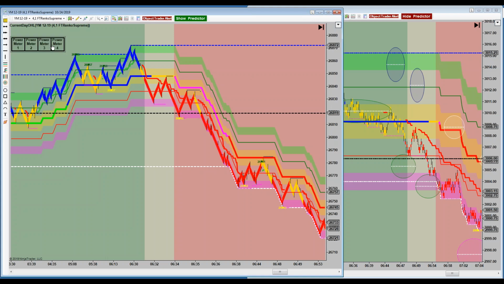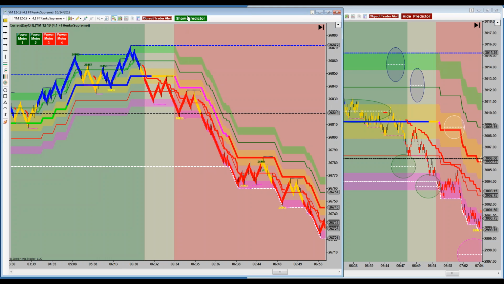We have our power meters, which are the trends. We have our bar colors here, blue, yellow, and red. We have our bands. We have 1, 2, 3, 4 bands below the thick line in the middle, which is called the mid band. Then we have 1, 2, 3, 4 above it, which is the total of 8 bands.